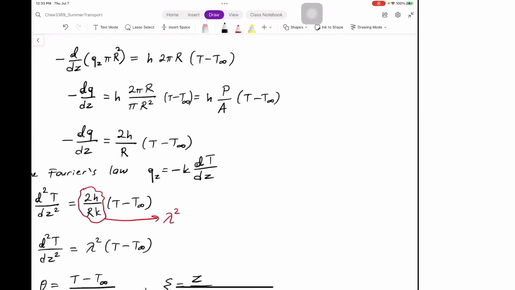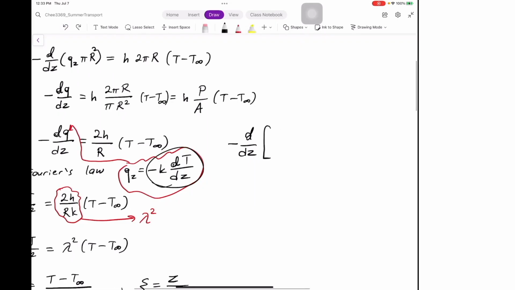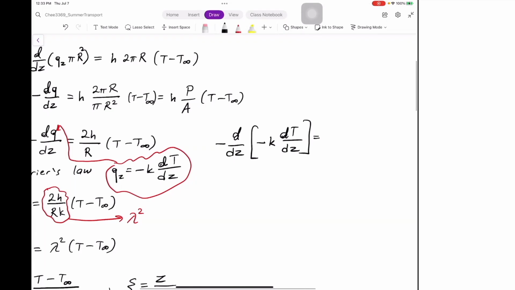So if you use Fourier's law, this one, right? And if you plug it in here, Domingos, you get the following: negative d over dz, and instead of the q, I'm going to write this thing, negative k dT over dz, correct? On the left-hand side. Is that clear?